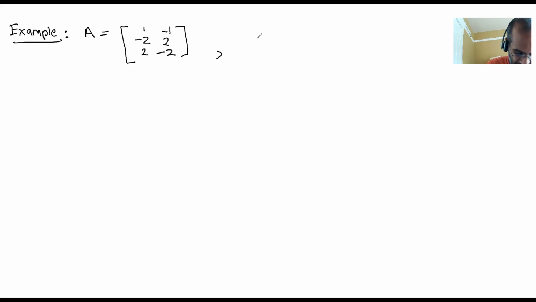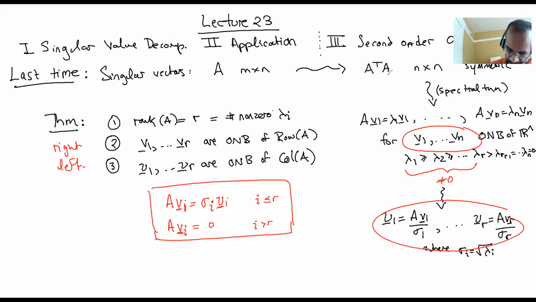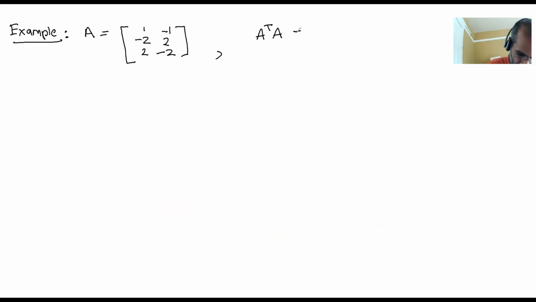And what I can do now is I can form A transpose A. So the first step in computing the singular vectors is to form A transpose A, right? So let's do that. A transpose A is literally the transpose of this matrix, so 1, minus 2, 2, and then minus 1, 2, minus 2, times the matrix 1, minus 2, 2, minus 1, 2, minus 2.